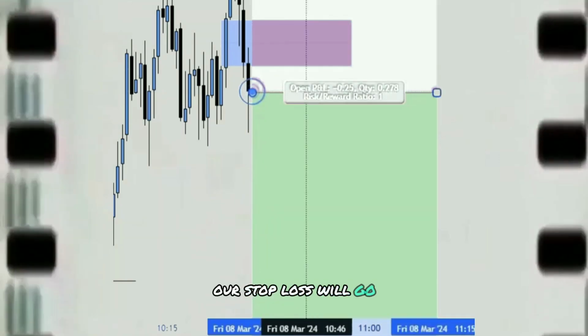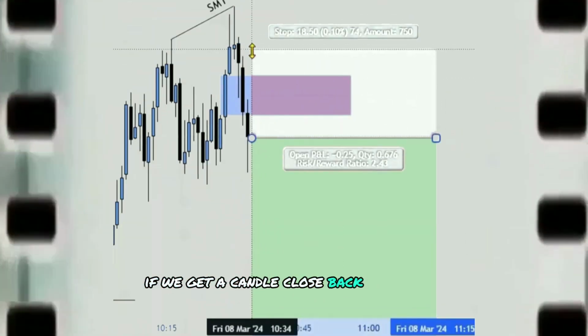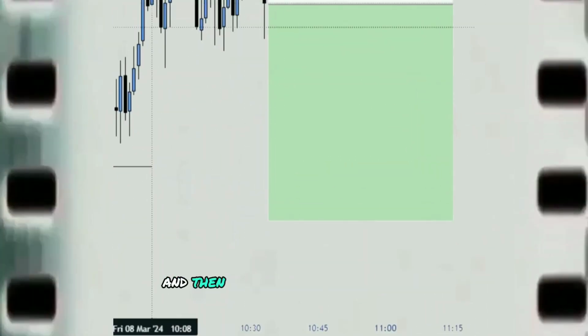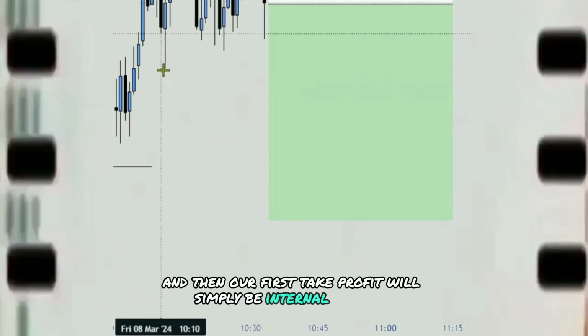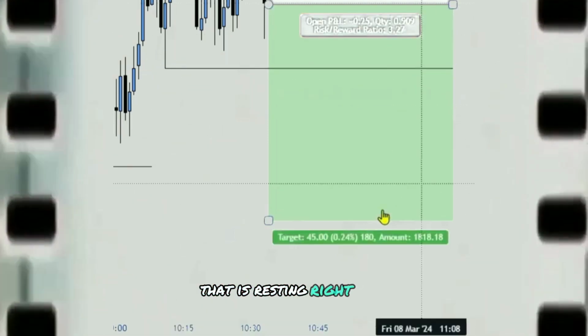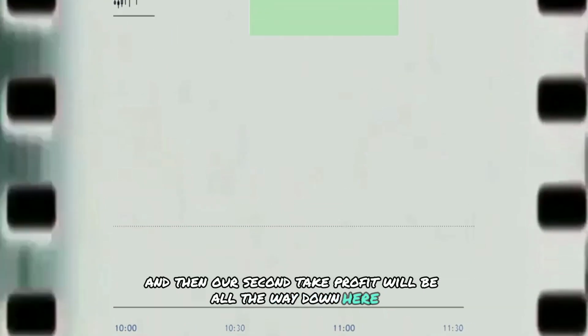Our stop loss will go if we get a candle close back above the fair value gap, and then our first take profit will simply be internal liquidity that is resting right here, and then our second take profit will be all the way down here, these data lows. Now, the reason I chose this is because it is a very strong draw on liquidity. As you can see, we have this low created at 8:30, which was a news candle. And if we play out the price action, this was clearly the draw on liquidity.